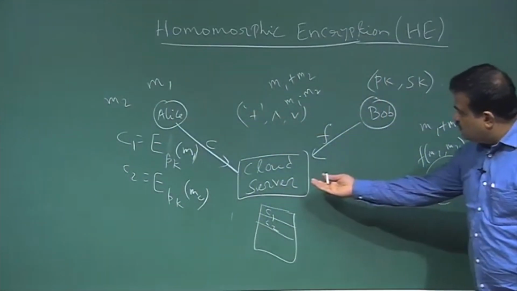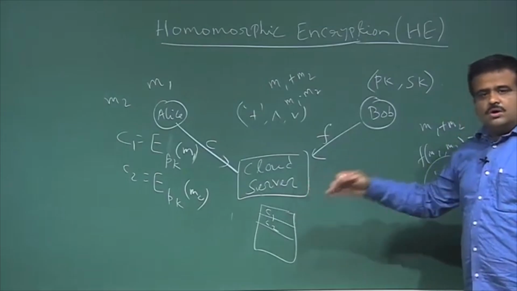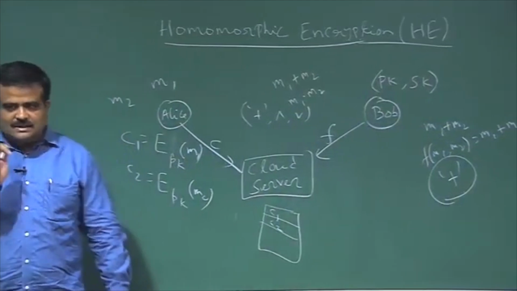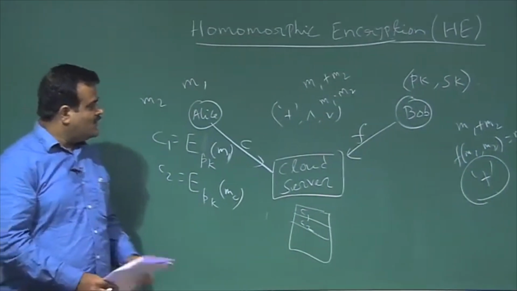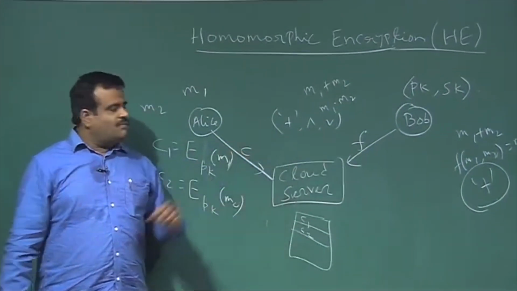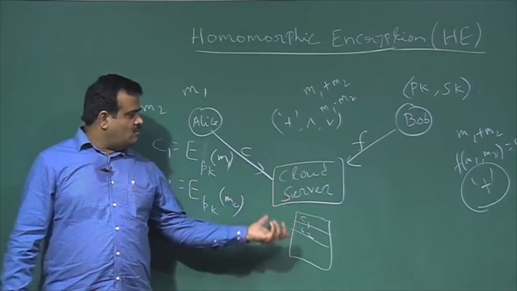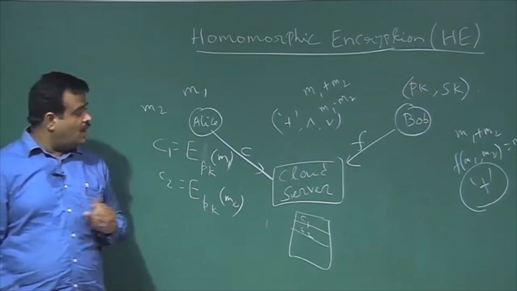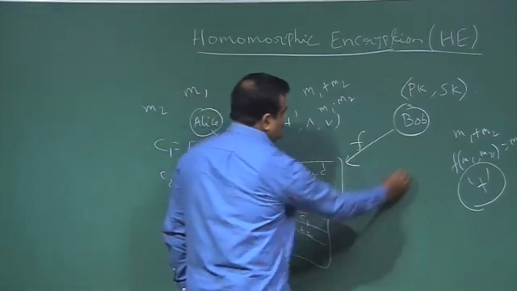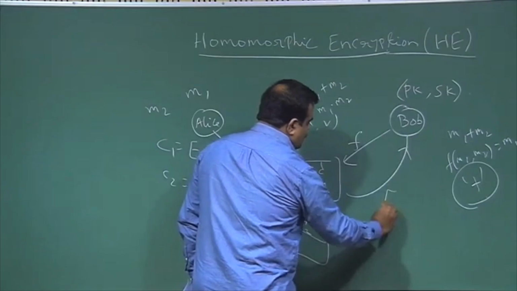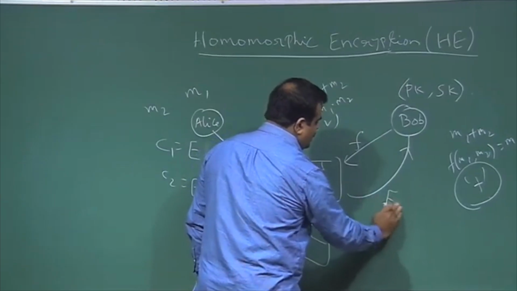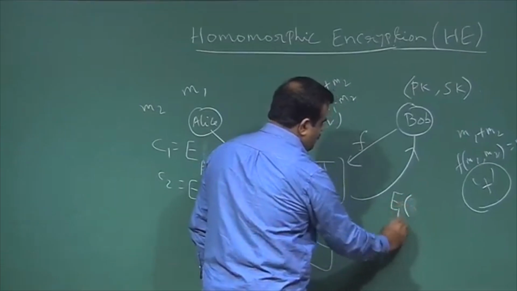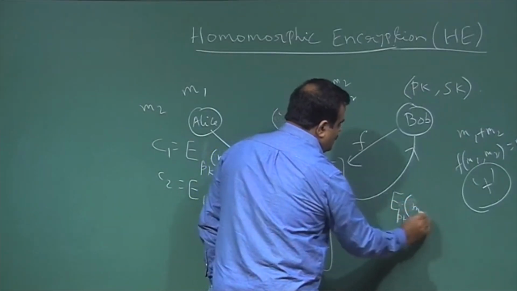So if we can use the cloud to calculate that on behalf of Bob, that is the main advantage of homomorphic encryption. Instead of calculating this F of M1, M2 ourselves, we ask the cloud to do that and send us the encrypted version of F of M1, M2. So we want the cloud to send us the encryption, using Bob's public key, of F of M1, M2.